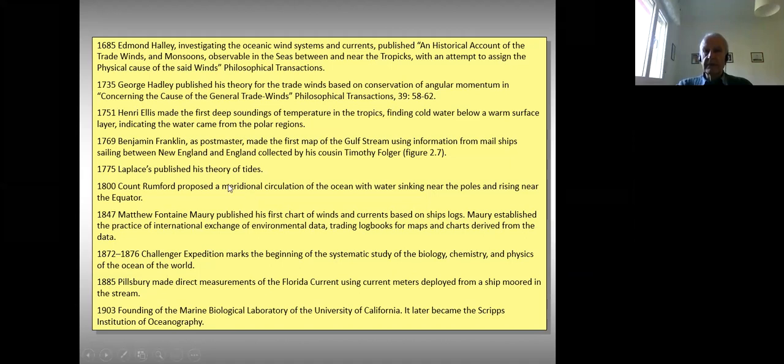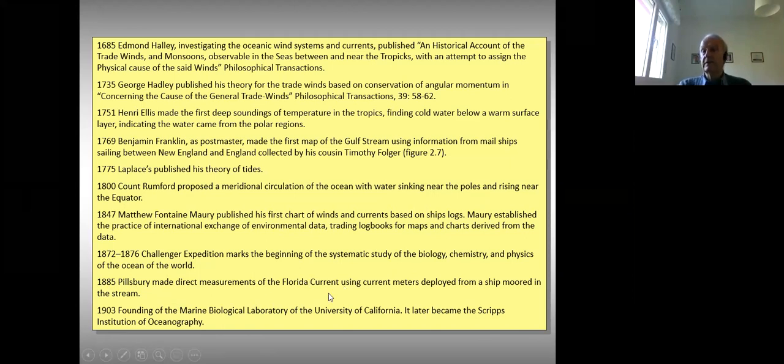You can see, for example, that already in the early 19th century, there was the meridional circulation of the ocean, with water sinking near the poles and rising near the equator. So this is 200 years ago. We already have some hints on the processes which are known on the ocean-wide circulation.